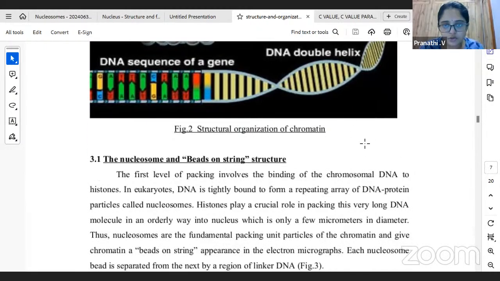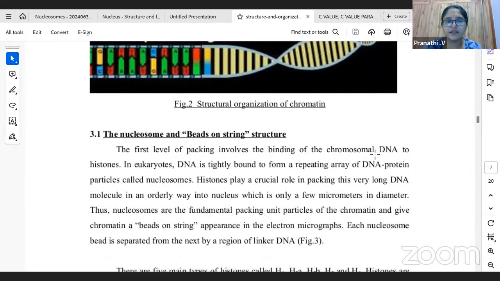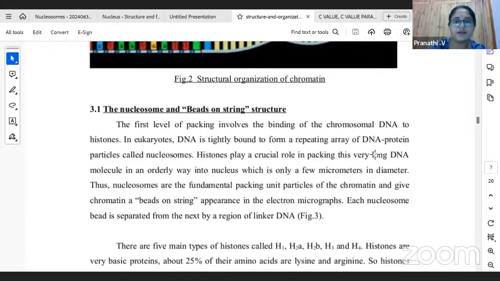So when it comes to the nucleosome, what is happening? In eukaryotes, DNA is bound by the nucleosomes. Histones pack the DNA in a very orderly manner. And this fundamental packing unit gives the chromatin a bead-on-a-string like structure, and this is how you are going to see it in an electron micrograph.